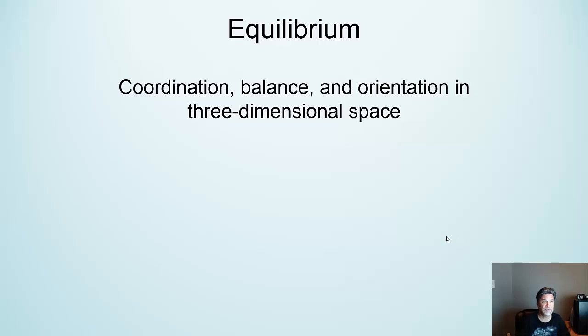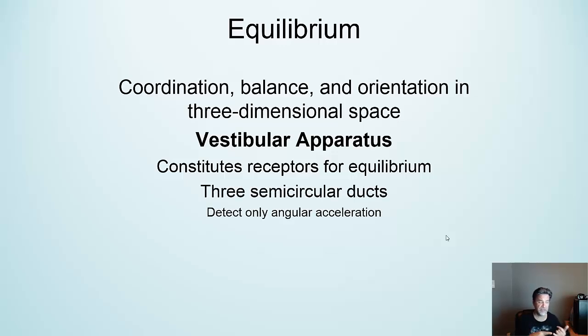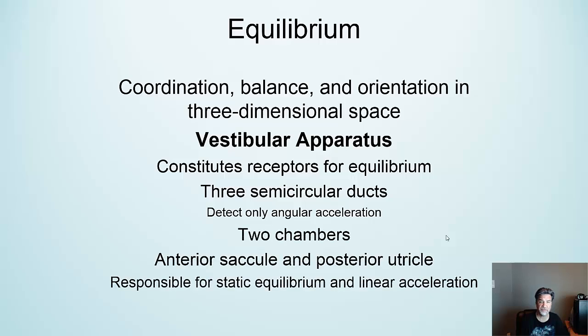So equilibrium is the control of your movement in three-dimensional space, and it requires the vestibular apparatus. This is composed of receptors for equilibrium, and there are several different receptors in the inner ear. There are three semicircular ducts that have patches of hair cells, as you might guess. And then there are two chambers that assist us with equilibrium, called the saccule and the utricle. One is in the anterior portion, one is in the posterior portion of the vestibular apparatus.